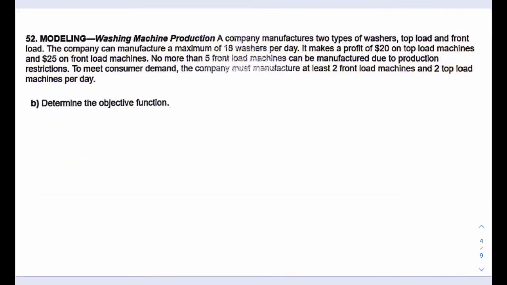Part B asks us to determine the objective function. So this is the function that we want to maximize or minimize. In this case, it's the profit equation. So we'll say that P equals $20 times the number of top load machines plus $25 times the number of front load machines.